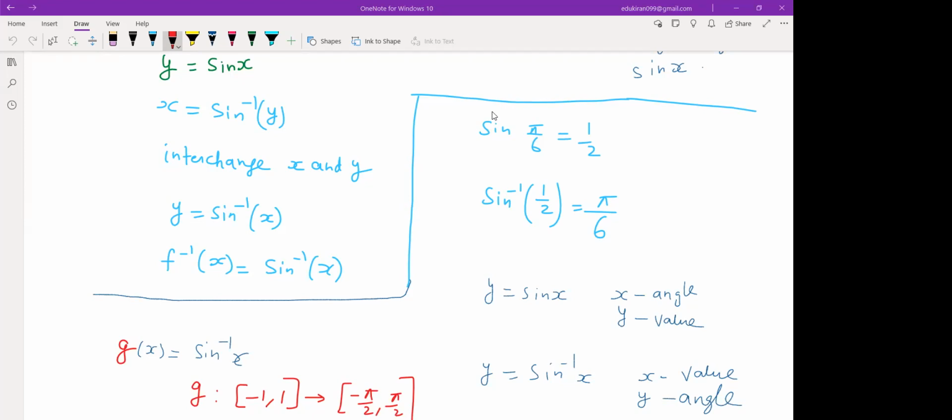Sir, inverse means the opposite. Yes, in rough language you can say that it is opposite. But inverse actually means that the codomain and the domain interchange. So whatever is the input in the function will be the output in the inverse function, and whatever is the output in the function will become the input in the inverse function.